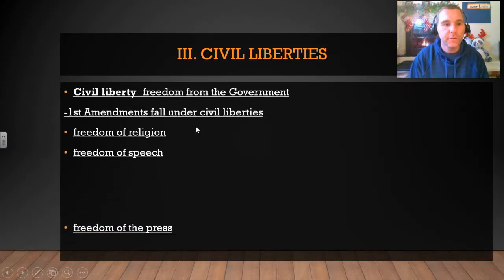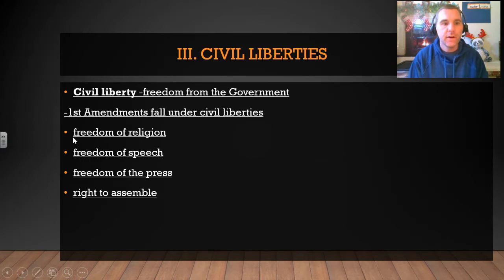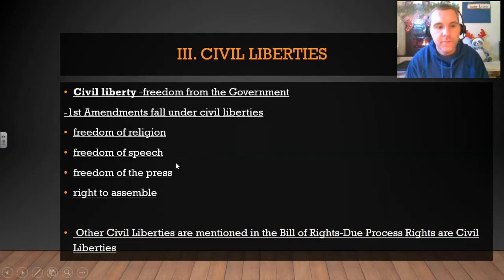Your civil liberties are freedoms from the government. Here they all are. These are just your first classification of them, your first area, the First Amendment. Freedom of religion, speech, press, right to assemble, right to petition. I didn't put petition on there, but that one's in there as well.